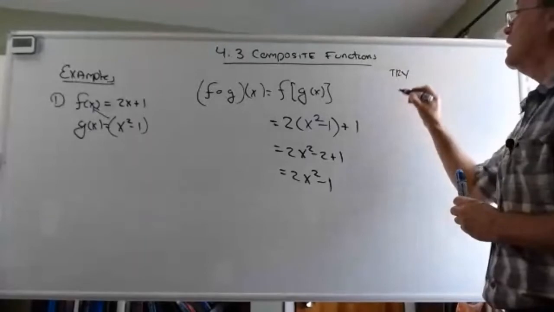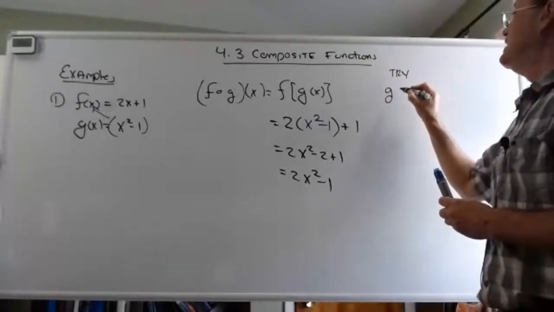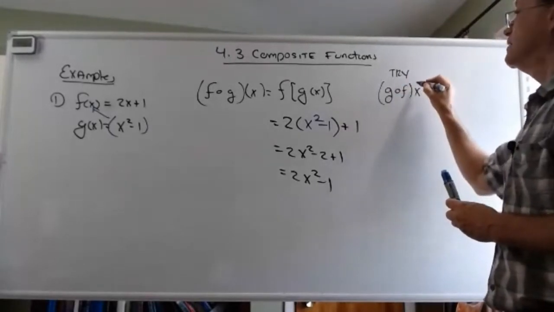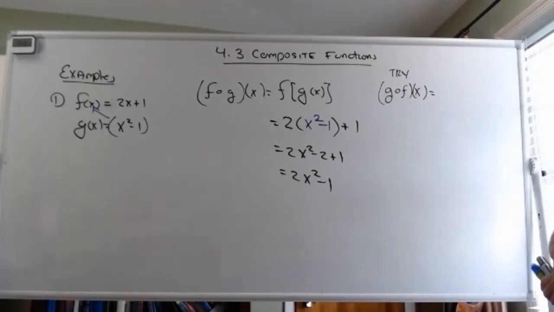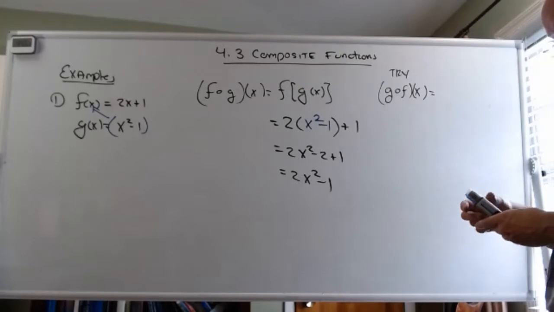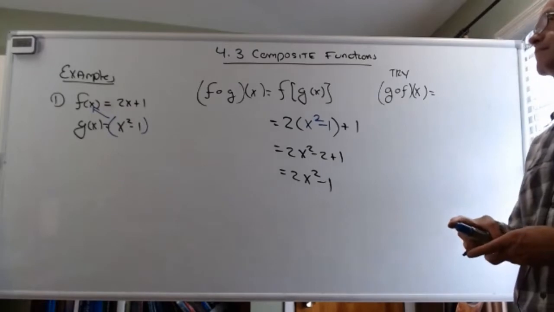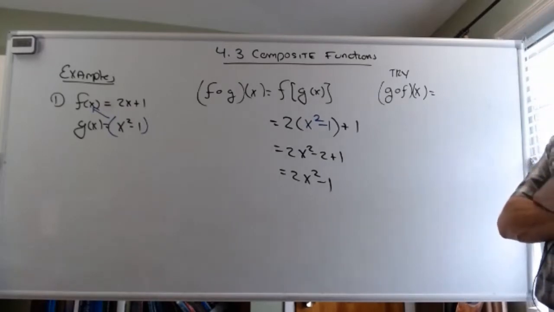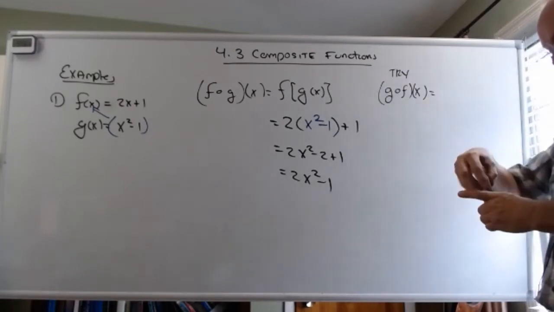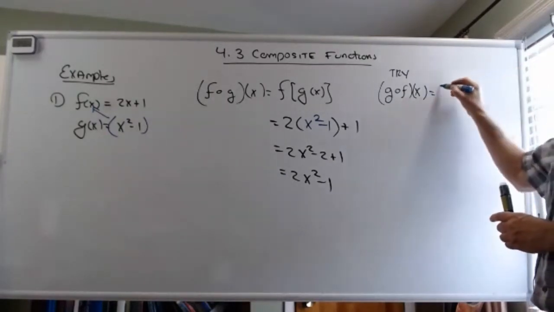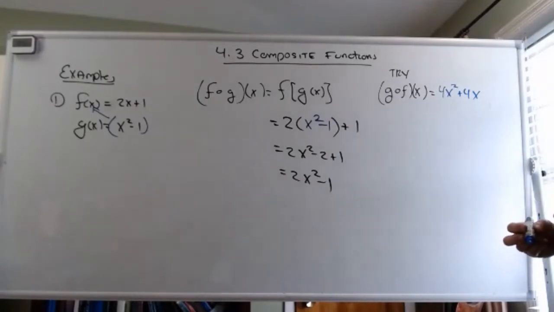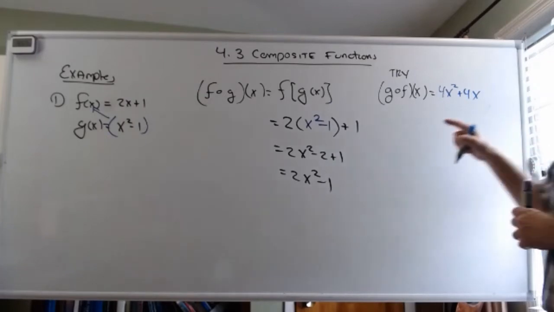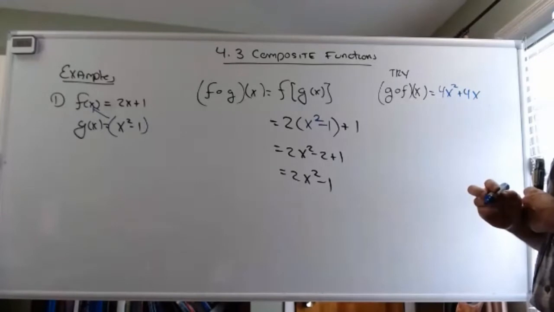Try this one. Say I wanted to swap it around. So I want to compute g composed with f of x. See if you can do that yourself. The same function, f and g. And see what you get for that one. Hopefully, after you multiply everything out, you should get something like that. Do it in my head to make sure I did it correctly.